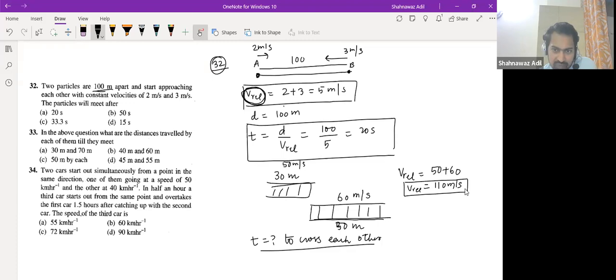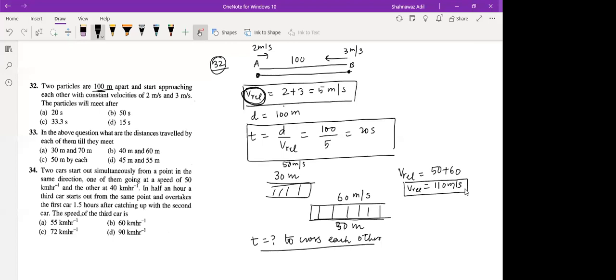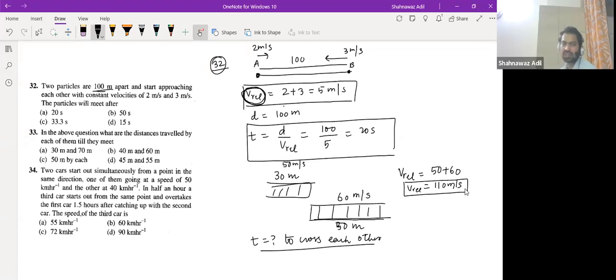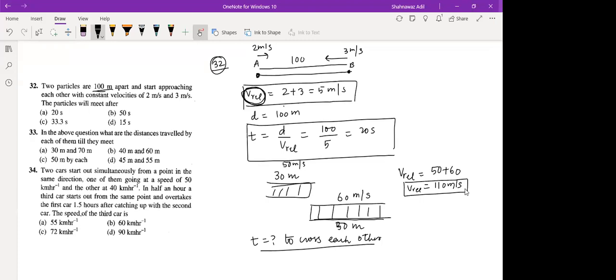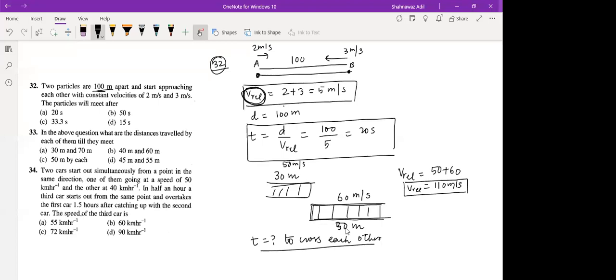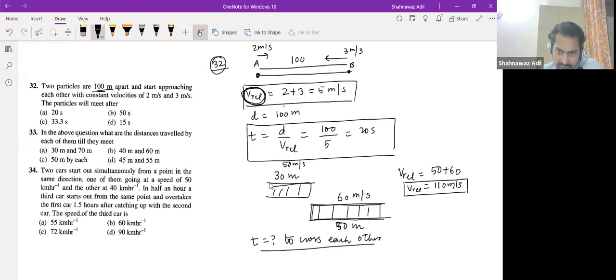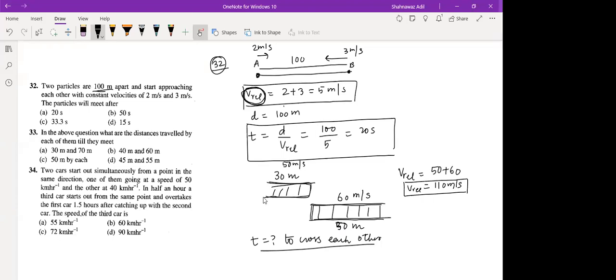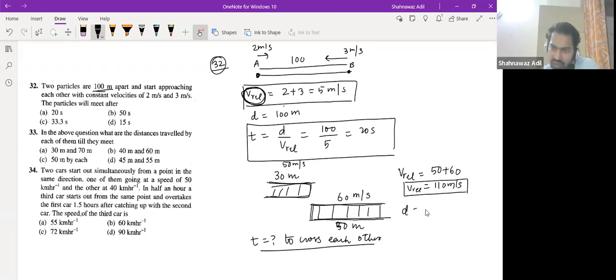Clear? Yes, sir. To cross each other, how much distance do they have to complete? Sir, the total distance by total velocity. Yeah, that is correct. So how much distance do they have to cover to cross each other? They have to cover this 50-meter length as well as this 30-meter length. Then they will cross each other, right? So the total distance is 30 plus 50, which is 80 meters.